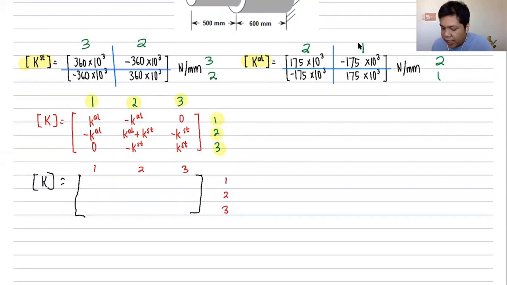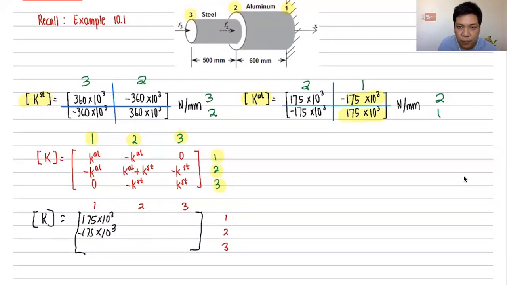So again, what is contained in row 1, column 1? Go back to your element stiffness matrix. Row 1, column 1 is this one, such that I have 175 times 10 cubed. Next, what is row 2, column 1? I have negative 175 times 10 cubed. Next, how about row 3, column 1? I don't have any combination of row 3, column 1 in my element matrix, so this is 0.